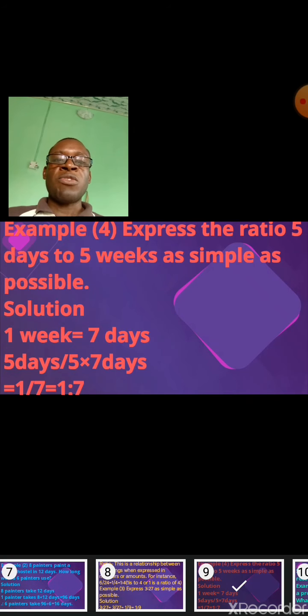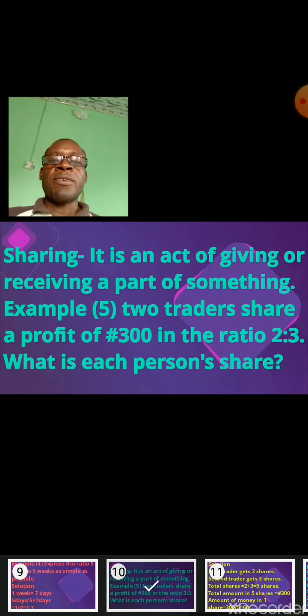Solution: 1 week is the same as 7 days. Therefore, 5 days divided by 5 times 7 days equals 1/7 because 5 divided by itself is 1 and 5 at the denominator divided by 5 is 1, remaining 7. So we have 1 on top and 7 down. We have therefore 1/7, which is the same as 1:7.